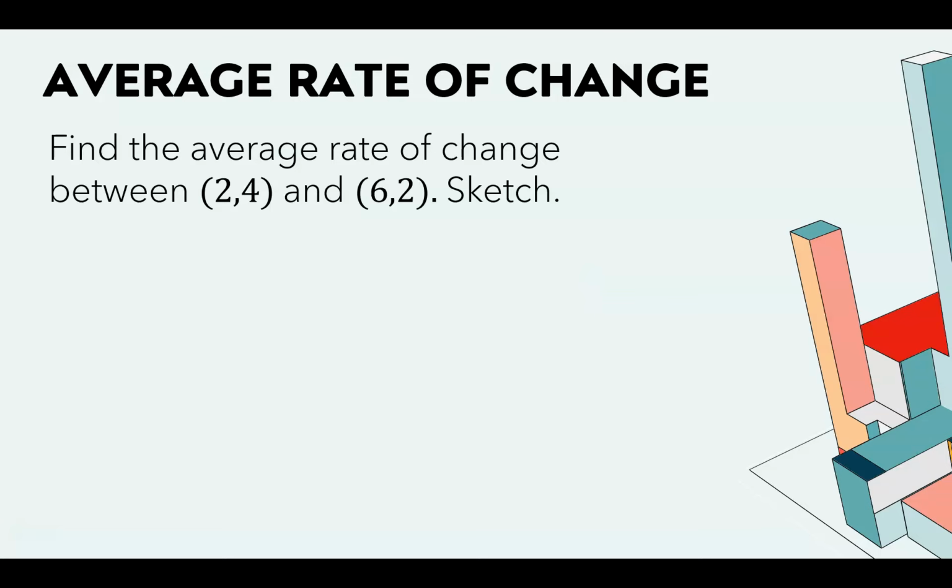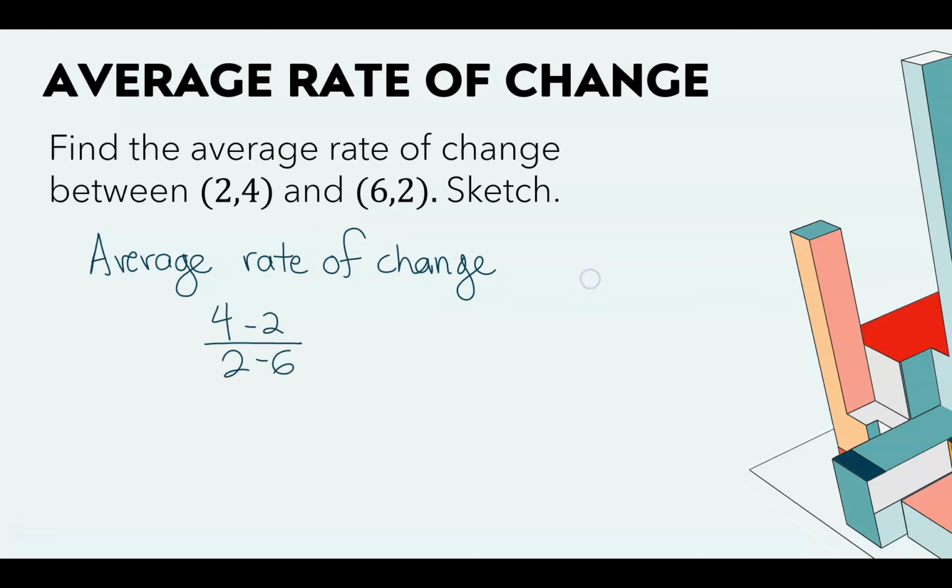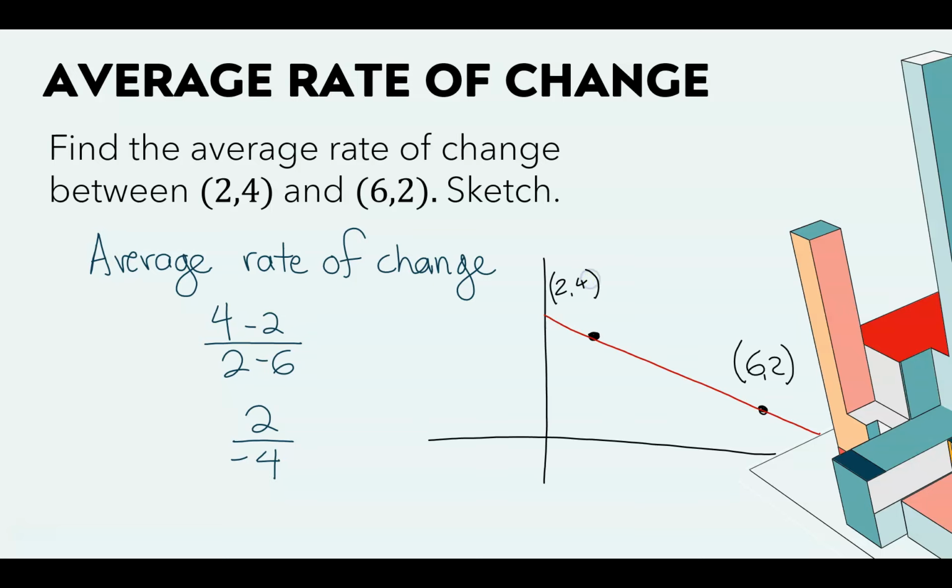Okay, so how would we find the average rate of change between (2, 4) and (6, 2)? Average rate of change is simply change in y over change in x. So best to give ourselves a label, and we'll write 4 minus 2 over 2 minus 6. If we want to have a sketch of that visually, we would just put in those 2 points, (2, 4) and (6, 2). And there you go.